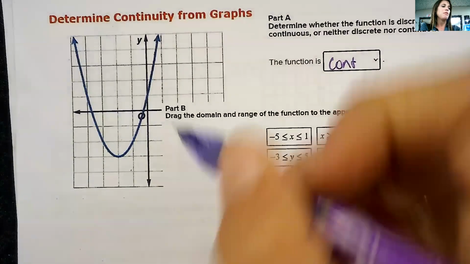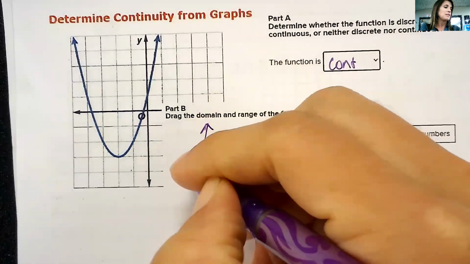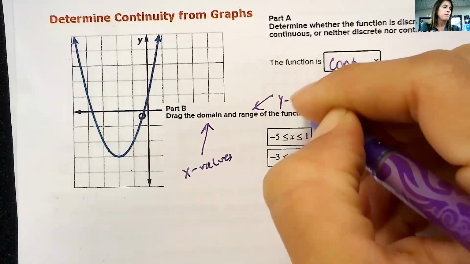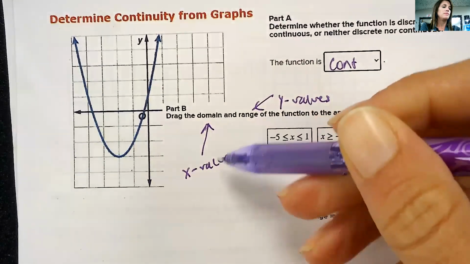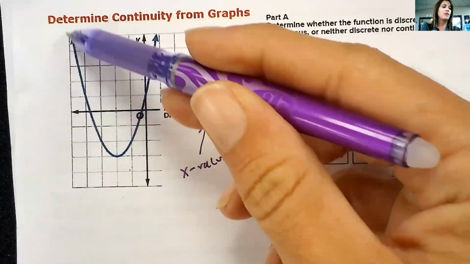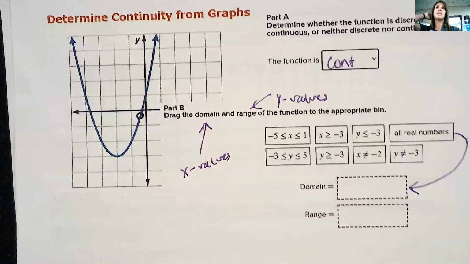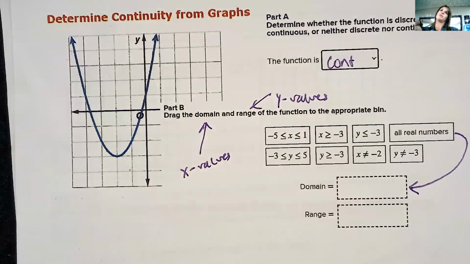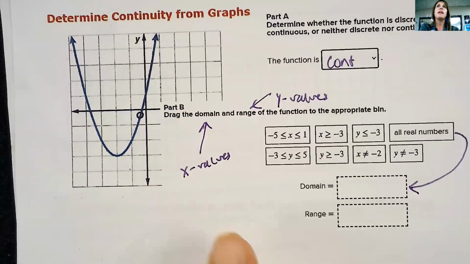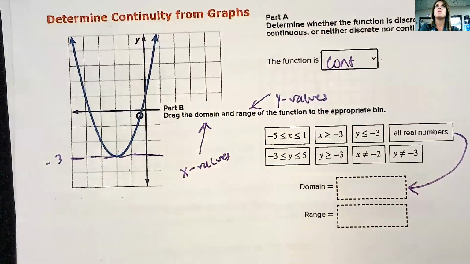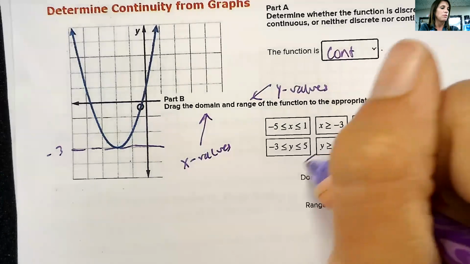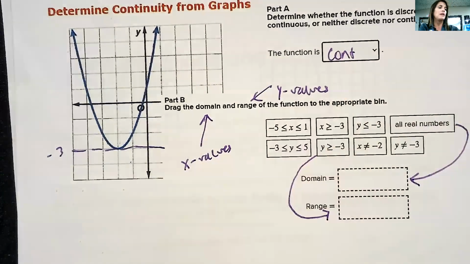And then the domain, remember, we just talked about this. The domain is the X values. The range is the Y values. So the X values could be anything. It's going to the left, it's going to the right. Drag that down there. That's the domain. It's all real numbers. The range starts down here at -3 and it goes up from there. So Y is greater than or equal to -3 is the range.